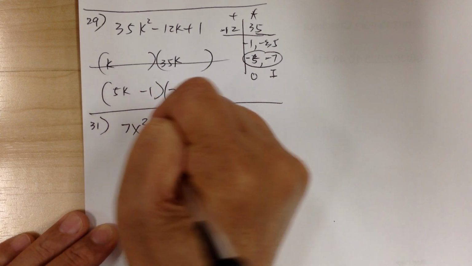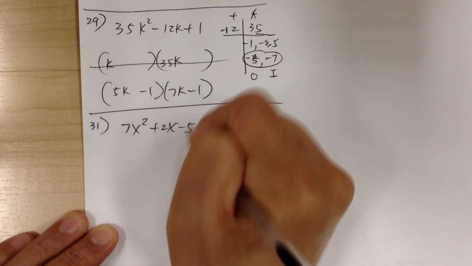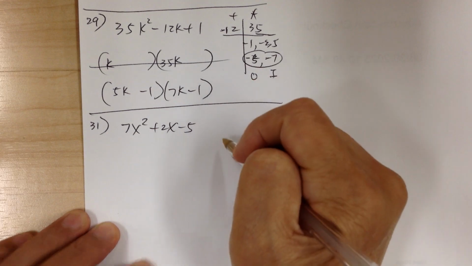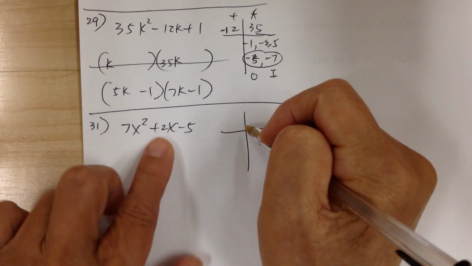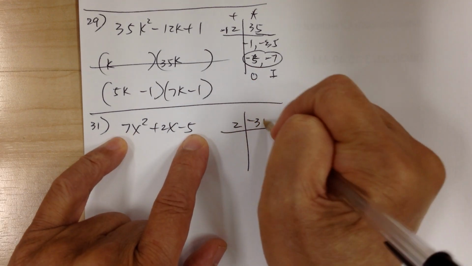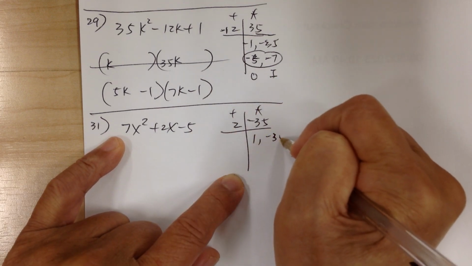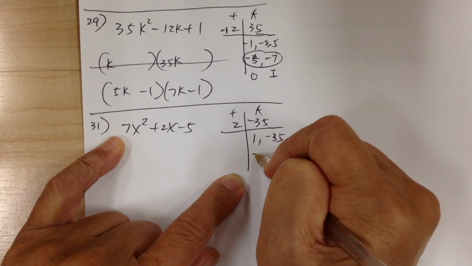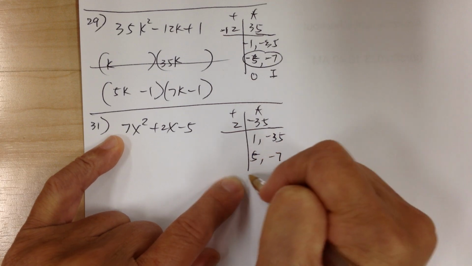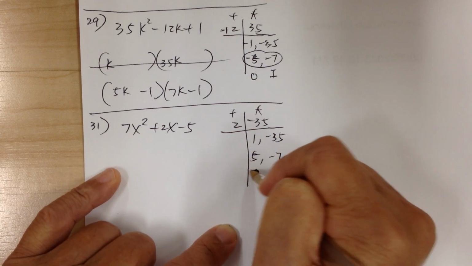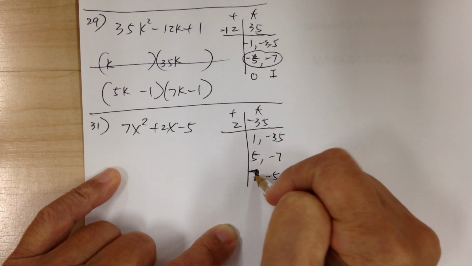Okay, so you got 7x squared plus 2x minus 5. Okay, so you can go through the steps. So you get 2, -35. So 1 comma -35. 3 cannot, so 5 comma -7. So you need to get 7, -5. Okay.